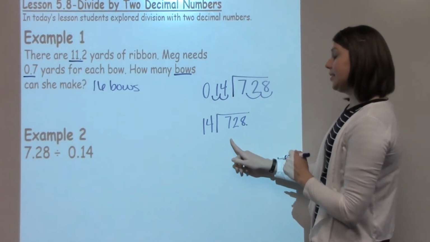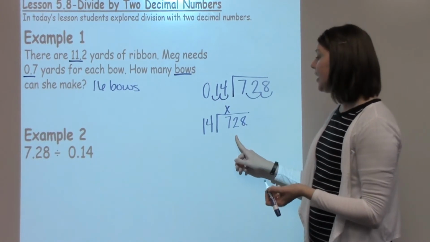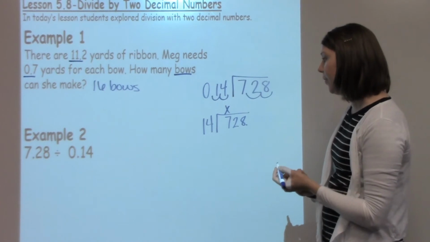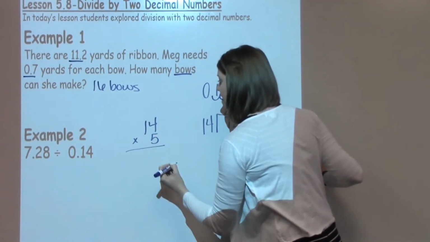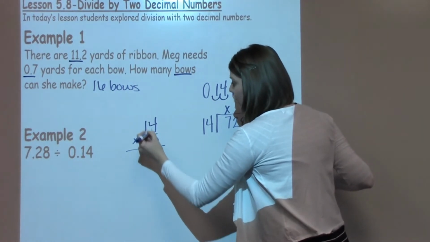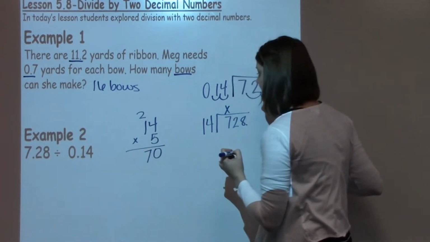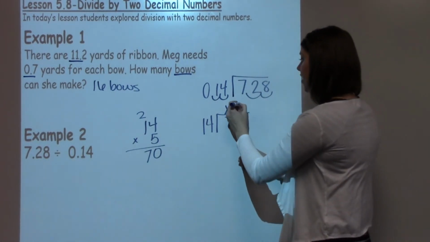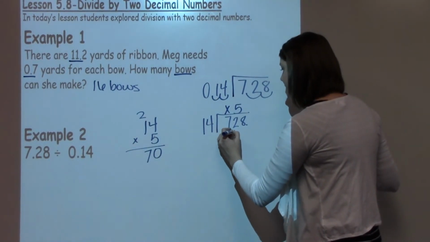Can 14 go into 7? It can't. Can 14 go into 72? I know that it can, but I'm not too sure how many times, so I'm going to do some work over here to figure out how many times it can go in there. Again, I'm going to start with 5, because it's a good guess and check spot. 4 times 5 is 20. 5 times 1 is 5, plus 2 more is 7, so I have 70. I'm very, very close there, so I think 5 is a good spot to start. 5 times 14 is 70.